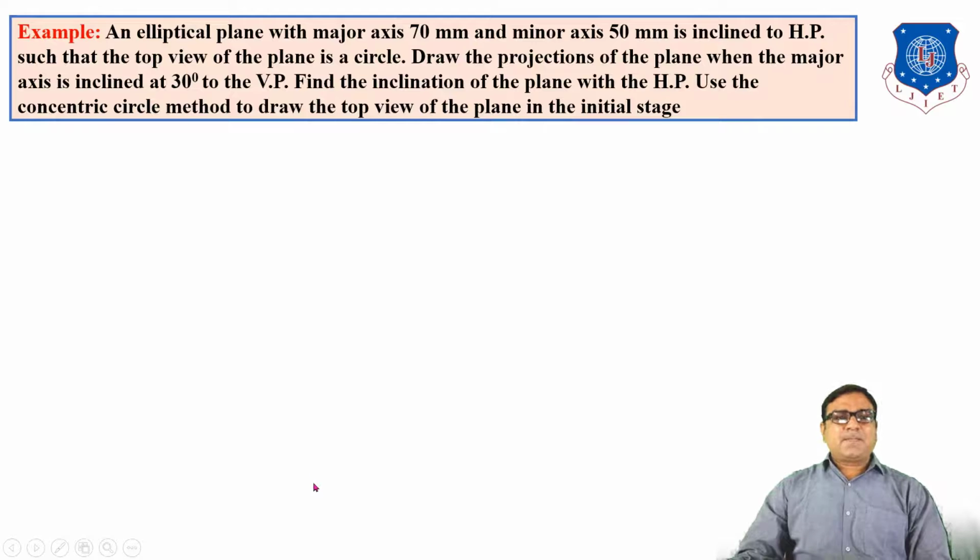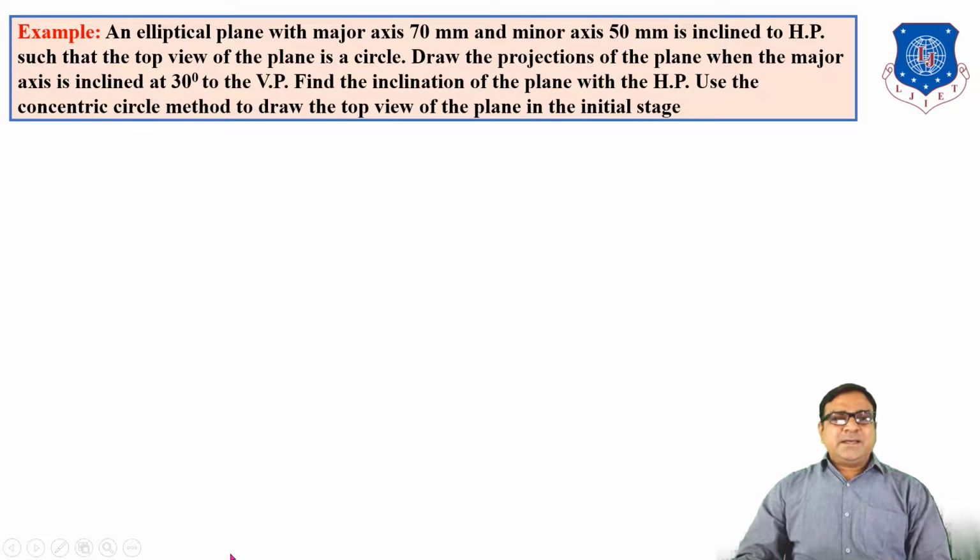Next one, regarding an elliptical plane. An elliptical plane with major axis 70 mm and minor axis 50 mm is inclined to HP such that the top view of the plane is a circle. Draw the projections of the plane when the major axis is inclined 30 degrees to VP. Find the inclination of the plane with HP. Use the concentric circle method to draw the top view of the plane in the initial stage.